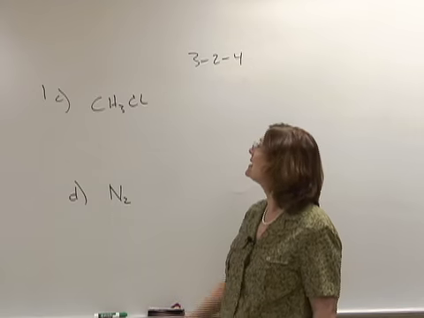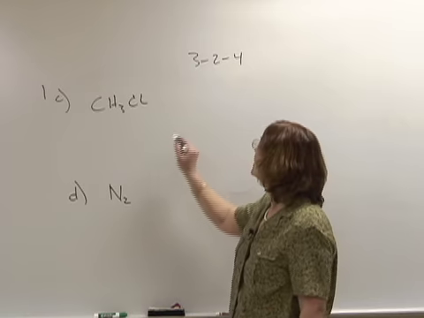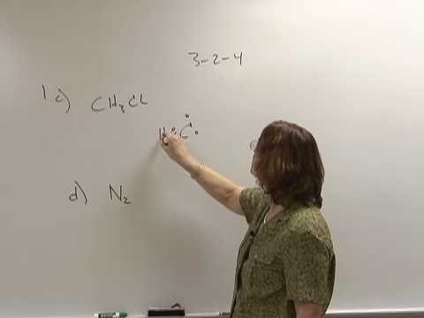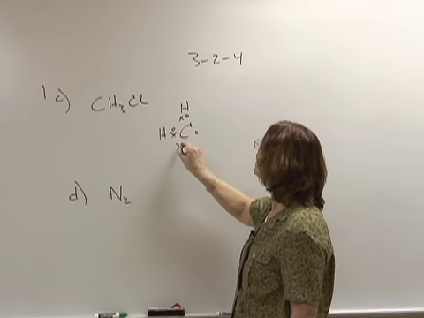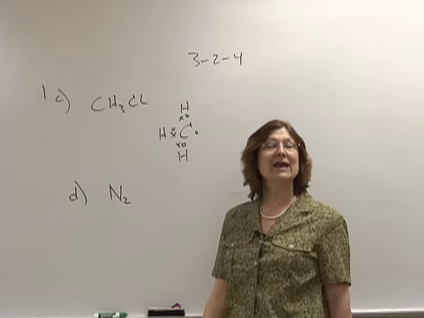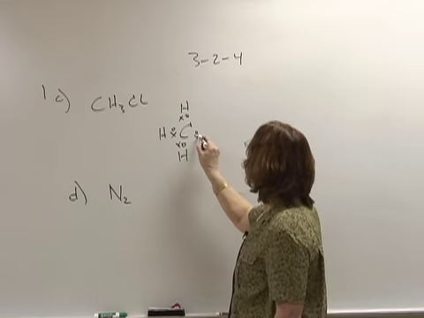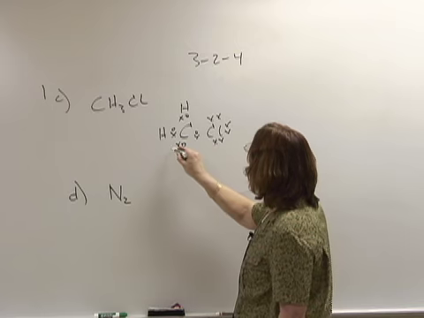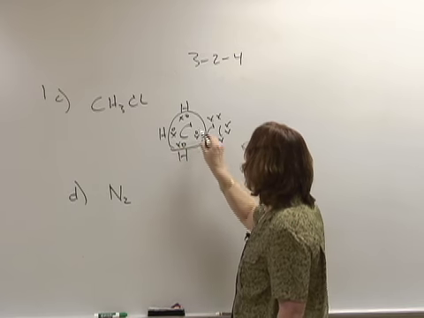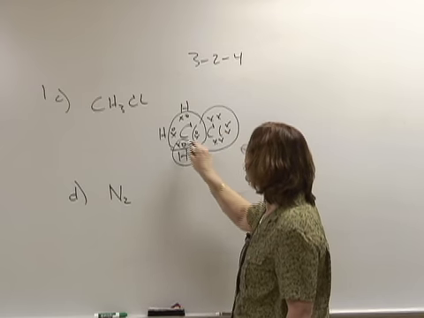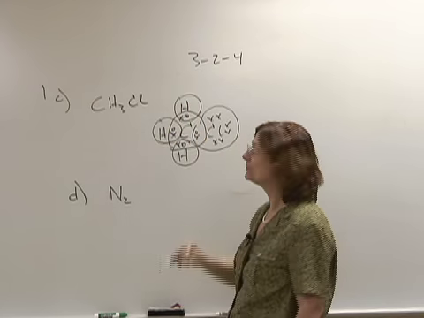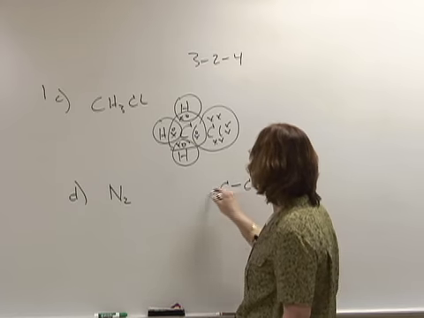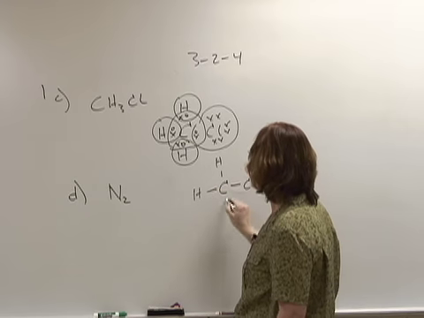Number 1C, carbon is my central atom. Carbon has 4 dots, and each hydrogen has 1. That works out pretty nicely in that chlorine has 7, and this one makes it 8. Therefore we get our octet. Carbon has an octet, chlorine has an octet, and hydrogens have their duets. When I draw this, I see carbon is in the middle with chlorine, hydrogen, hydrogen, and hydrogen.